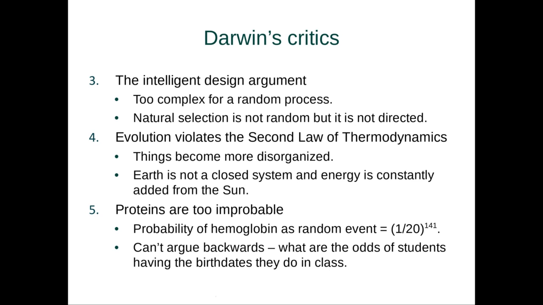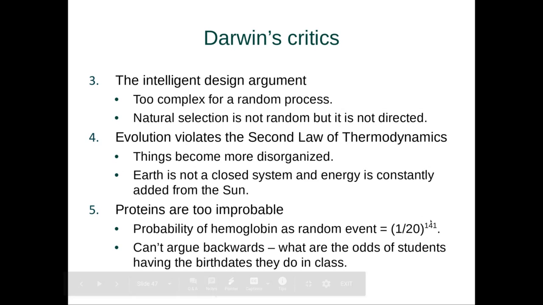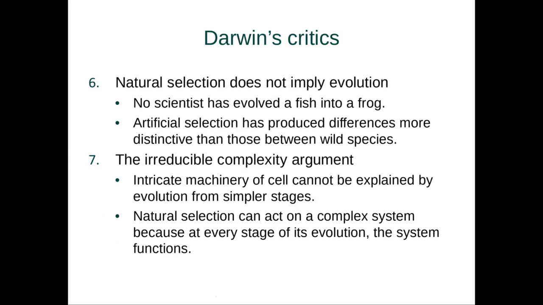People also argue that proteins are too improbable, and they argue, for instance, that the probability of hemoglobin as a random event is 1/20 to the 141st. So it's not really common, right? And it's kind of hard to argue backwards, right? We know hemoglobin exists, but what's the probability of hemoglobin happening? It's kind of hard to argue that way. So just as a note, natural selection itself doesn't imply evolution.